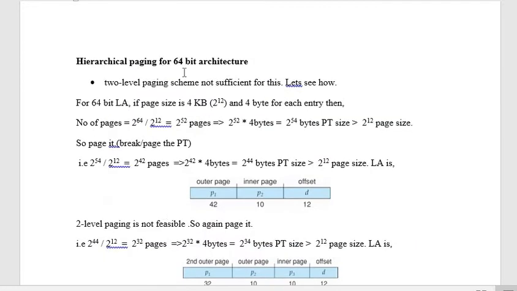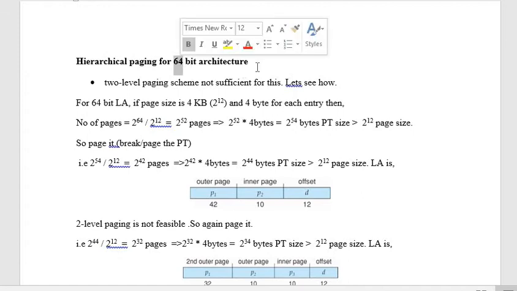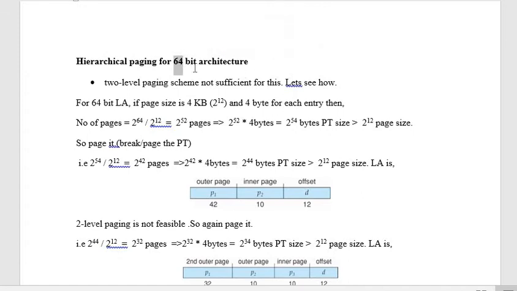So here we have hierarchical paging for 64-bit architecture. In the previous example we saw the 32-bit architecture. Now we'll see how long we need to keep dividing the page table into smaller tables in order to make the page table fit in just one frame. Let us see this for the 64-bit architecture with the same page size. A two-level paging scheme is not sufficient for this, so let's see why it is not possible with two-level paging.